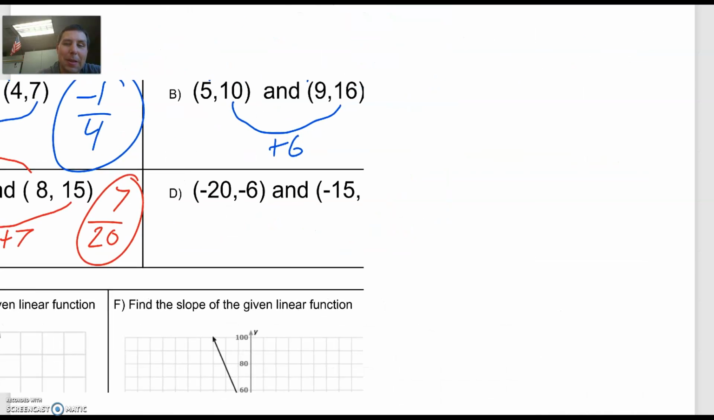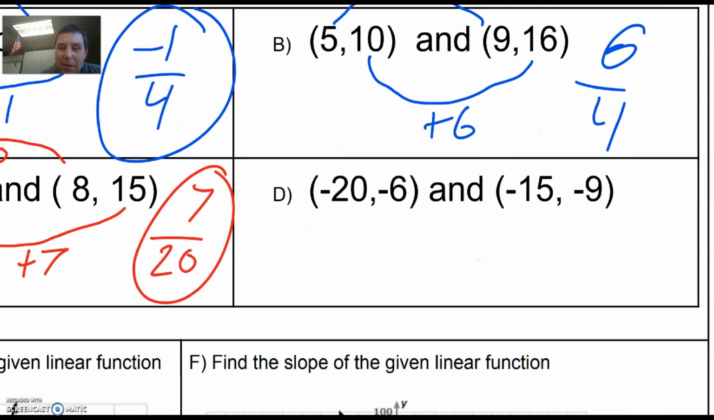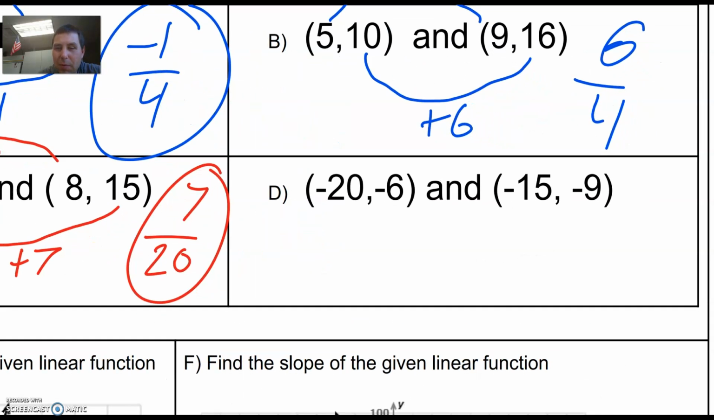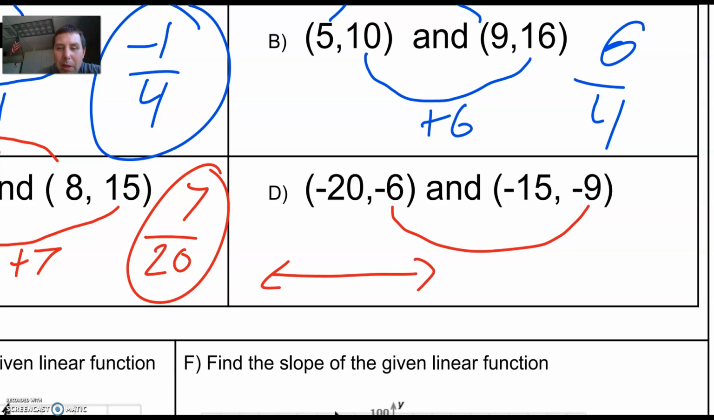There you go. So let's try D. We got some negatives in here. Let's see how this goes. So to go from negative 6 to negative 9, ooh, this is a little bit of a challenge. Again, if it's hard to think about it, think about a number line. Here's negative 6. Where would negative 9 be? It'd be more negative, to the left. Well, how do I go from negative 6 to negative 9? Well, I have to go left 3, or in other words, I have to subtract 3.